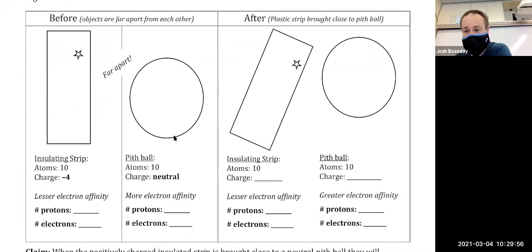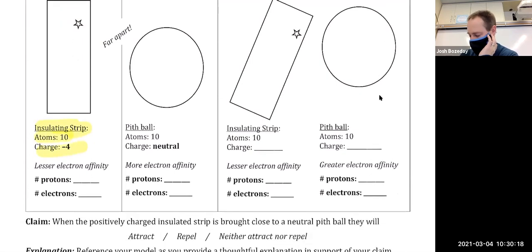Now, I want to show you some advice that the CP physics teachers and I have come up with that I think will be helpful to you. So let's start with this. We're going to draw the insulated strip and we want to draw the diagram for it. I'm going to draw this one for you. It's got 10 atoms and a charge of -4. So we know that means it's got 10 protons. And if it's a charge of -4, it has 4 more electrons than protons, so 14 electrons.